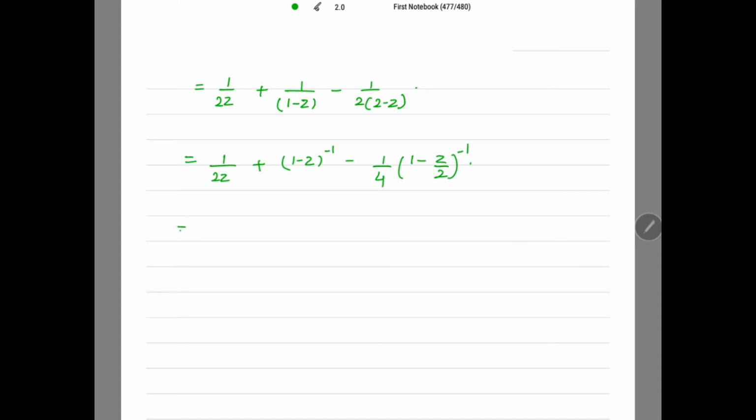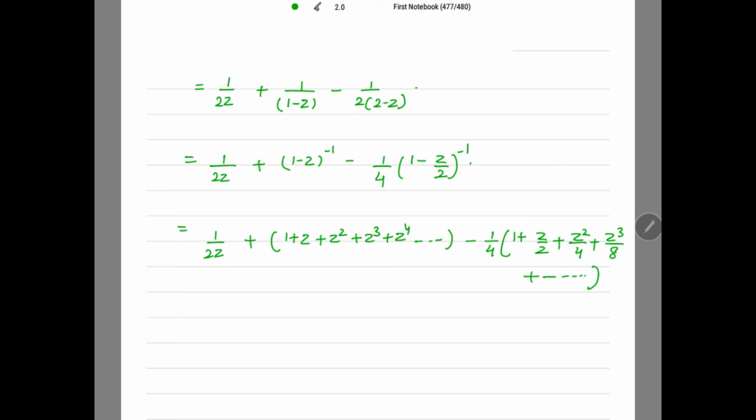This is equal to 1 over 2z. Expand this. This is 1 plus z square plus z cube plus z to the power 4 up to so on, right? Minus 1 by 4. This can be expanded again as 1 plus z by 2 plus z square by 4 plus z cube by 8 up to so on. Right? Is this clear?